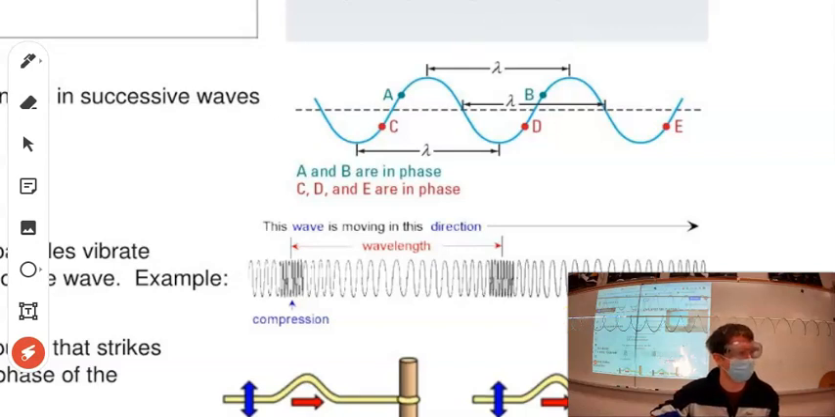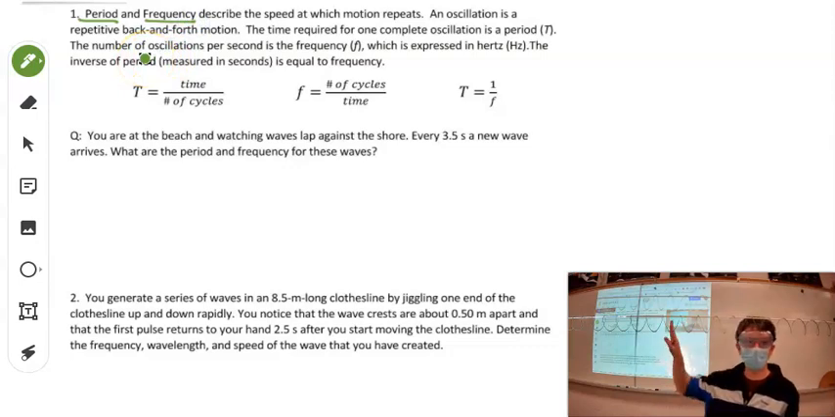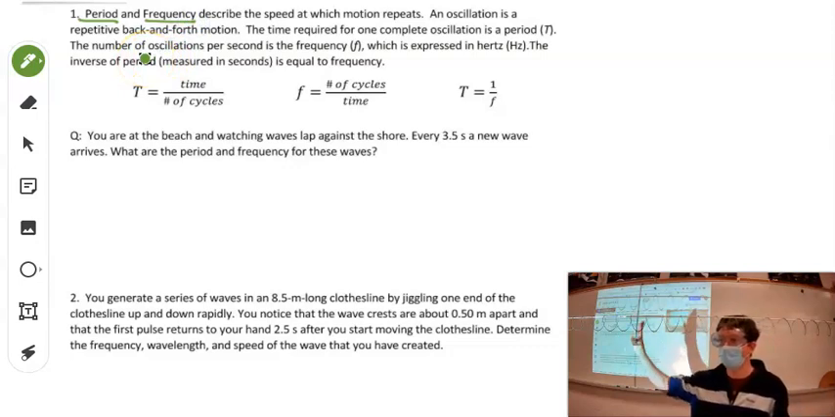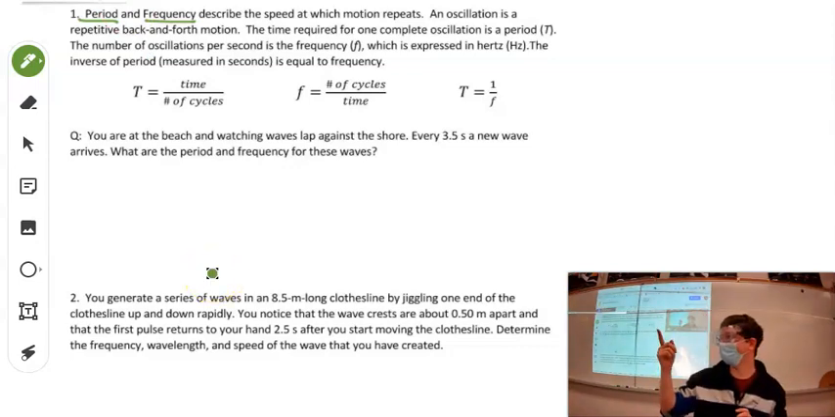Okay? So the first problem is going to have us introduce two new variables, period and frequency. So I said that this wave is very repetitive. In fact, if I just had a wave moving on its own, you wouldn't be able to tell where it started and where it finished. And I can actually show you. Alright, so here we have a wave.